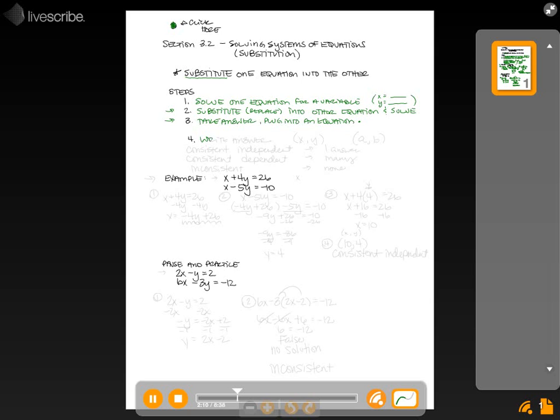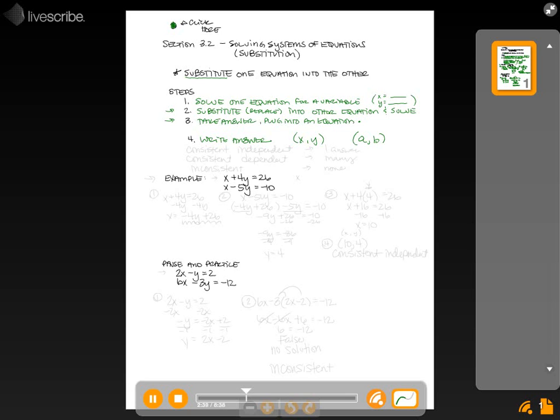Now in step 4, you're going to write your answer. And usually that's going to be as a point. If you have 2 variables and you have 2 numbers in there, you want to make an ordered pair out of it, because that's where those lines are going to intersect. So it may be x, y. If you have something other than x and y, say you have a and b, you put whatever letter comes first in the alphabet first in your ordered pair. Since a is first in the alphabet, it'd be a comma b.